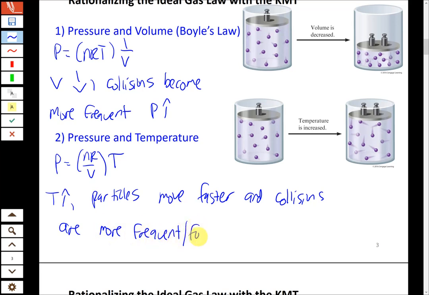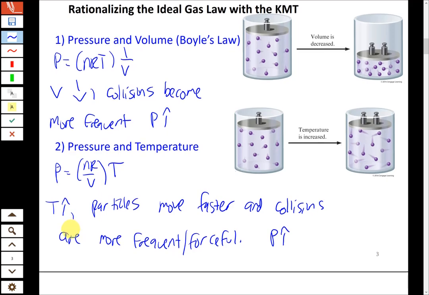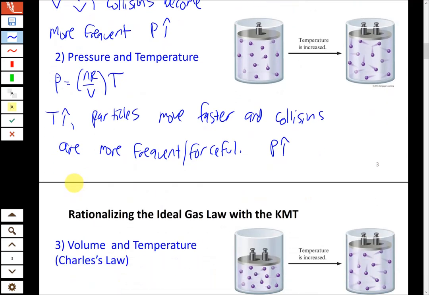So the collisions with the walls are going to be more frequent and more forceful when the particles are moving faster, and both of those will then contribute to raising the pressure. So when the temperature goes up, the pressure goes up. We would predict that mathematically, and this behavior of gas particles at the microscopic level helps us understand that. All right, and then let's talk about the other two gas laws.